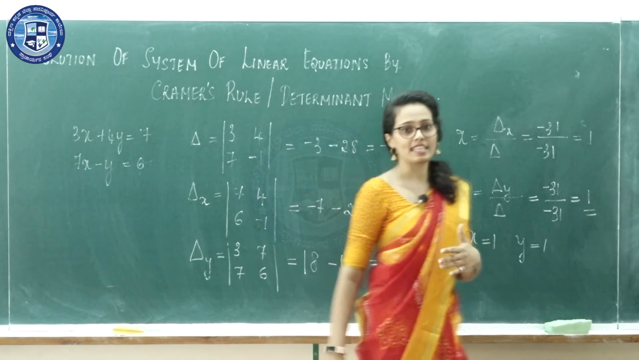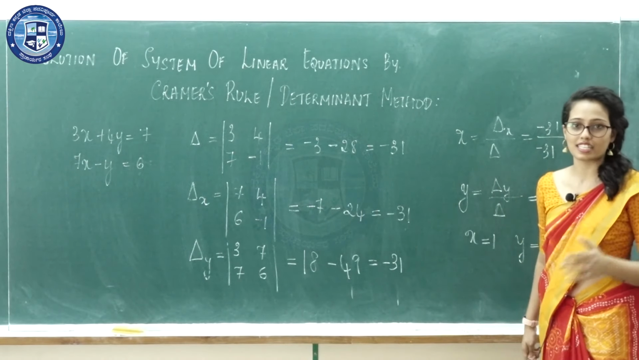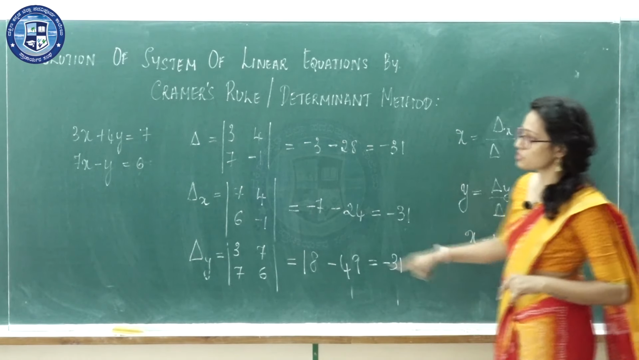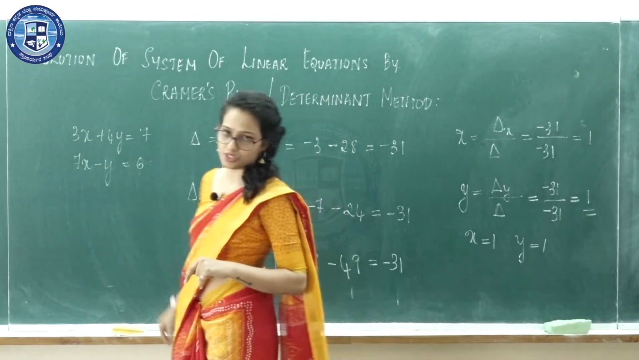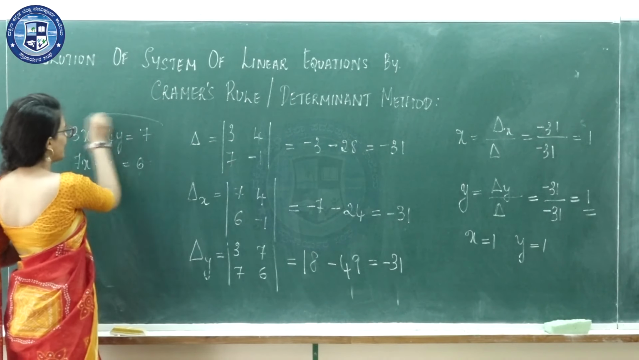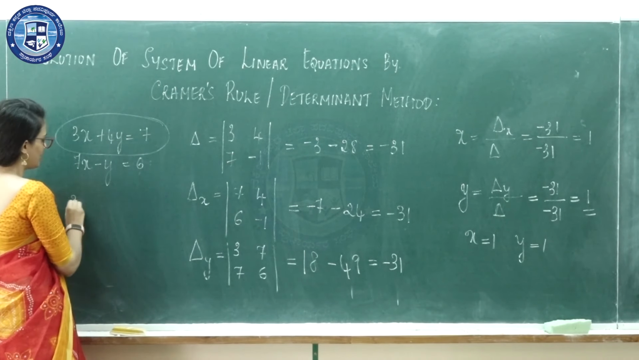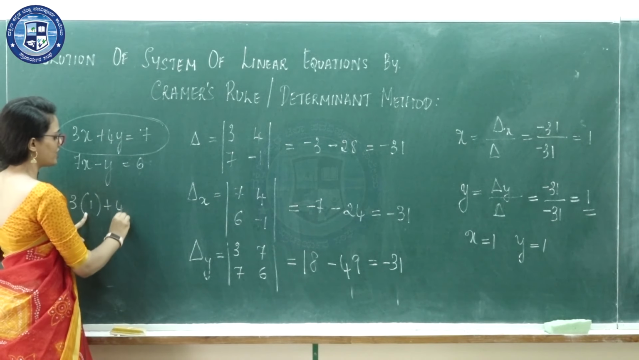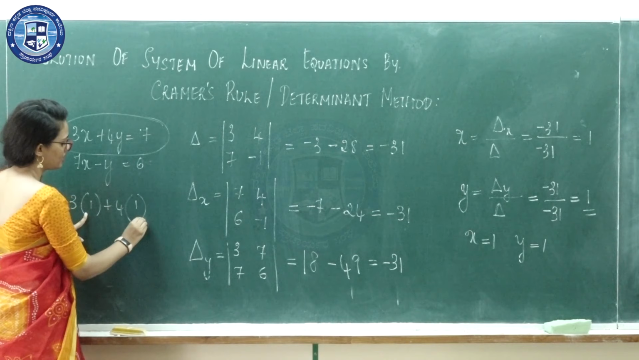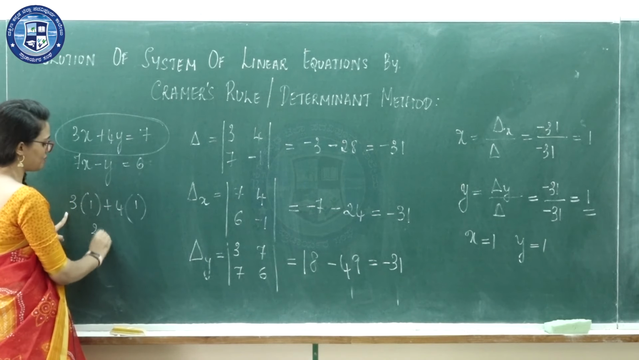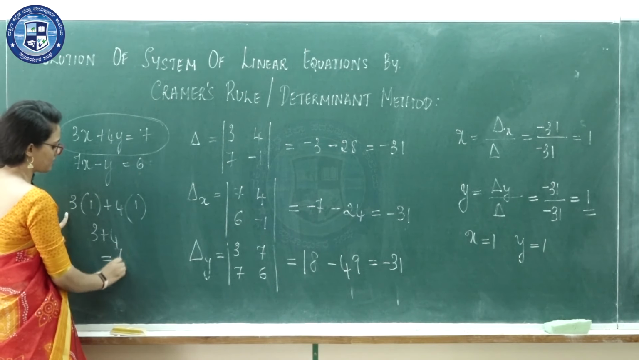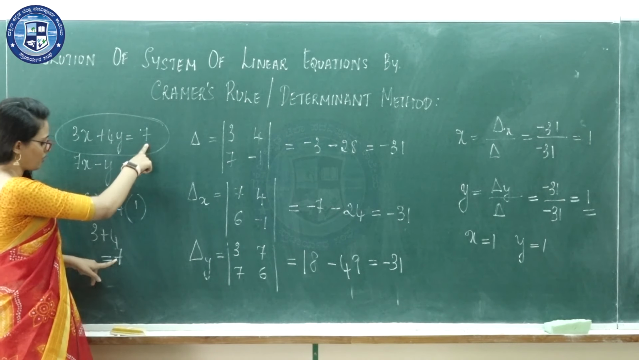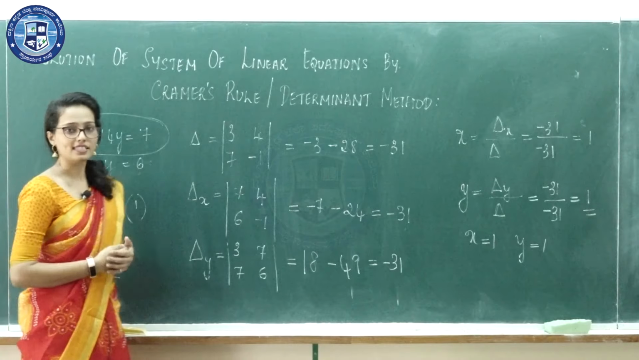Now let's see if this answer that we have got is right or wrong. So I'll take the values of x and y and substitute in any one of these equations. Okay, so let's substitute in this equation. So 3 into my x value is 1 plus 4 into again y value is 1, and the answer over here is 3 plus 4, that is equal to 7, and it is same as the right hand side over here. So what answer we have got is correct.